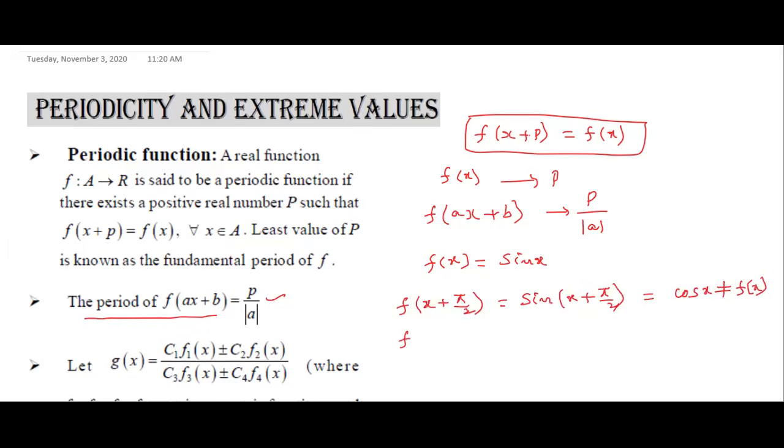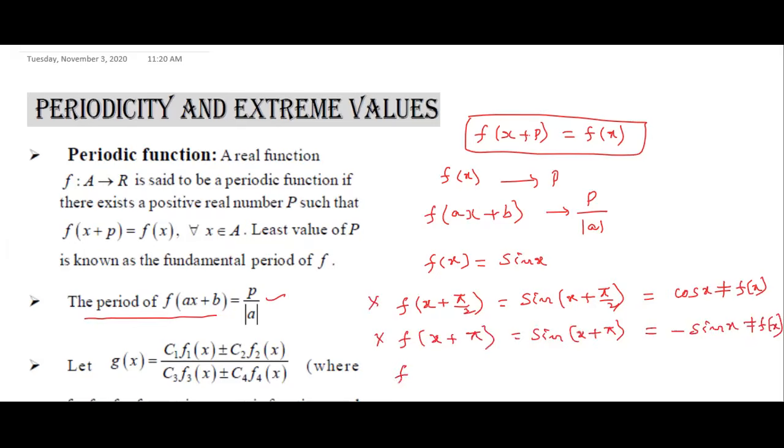Next, I am taking f of x plus pi. Sine of x plus pi. So pi plus x is the third quadrant. In the third quadrant, sine is negative. We get minus sine x. So this is not equal to f of x. f of x means only sine x, but I got minus sine x. In both cases, the periodic condition has failed.